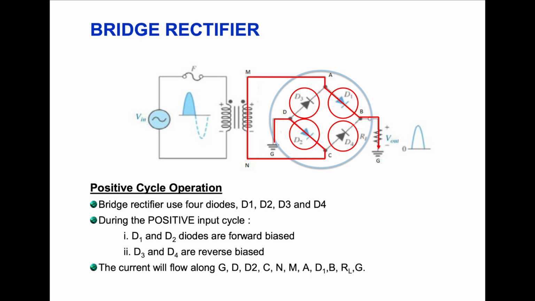So the current will flow along G, and then go through D2, C, and then N, M, A, D1, B, R, L, and G. So you pass from here to here, here, here, here, here.